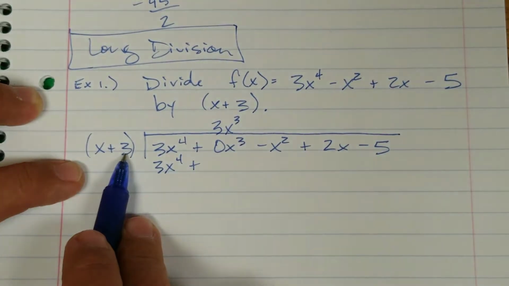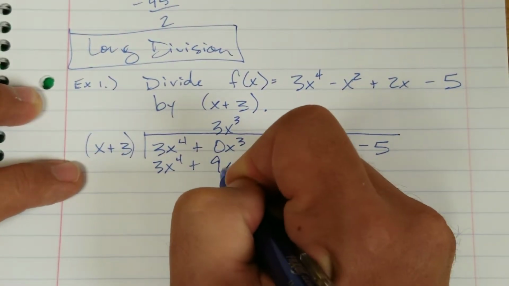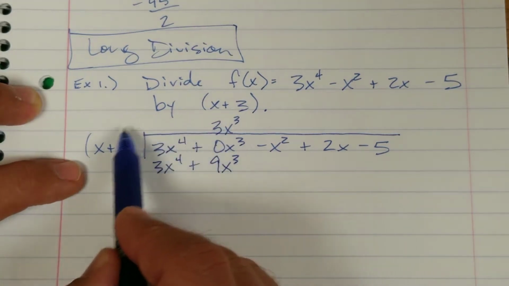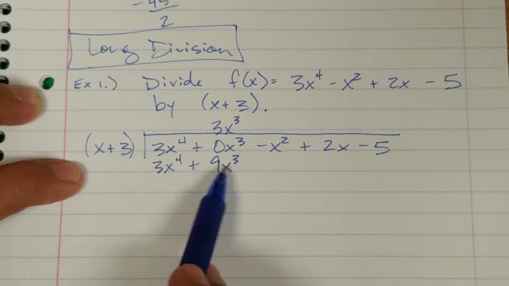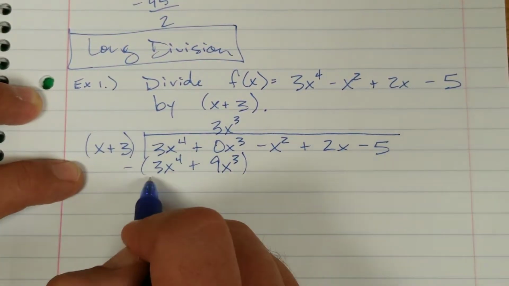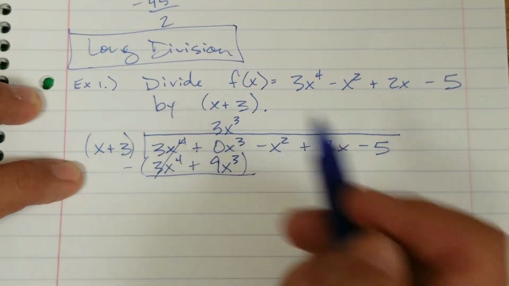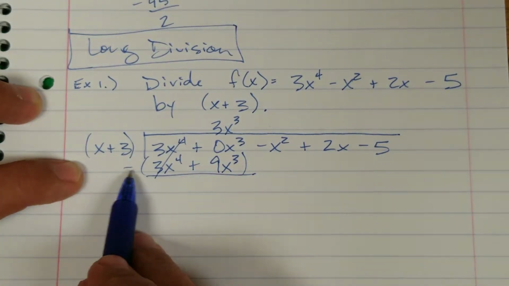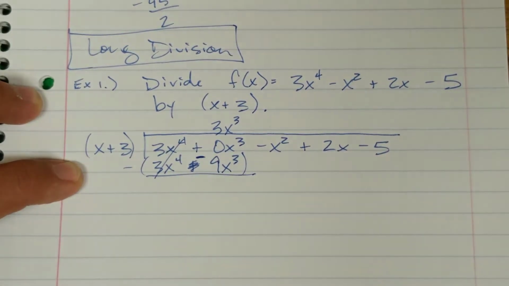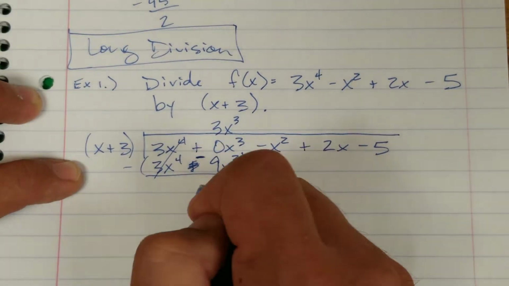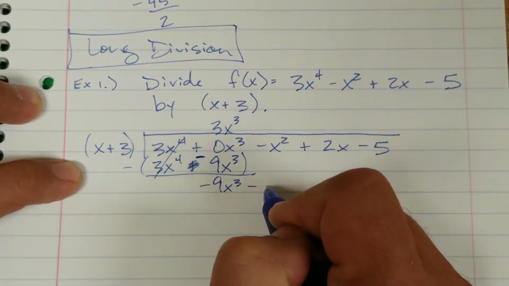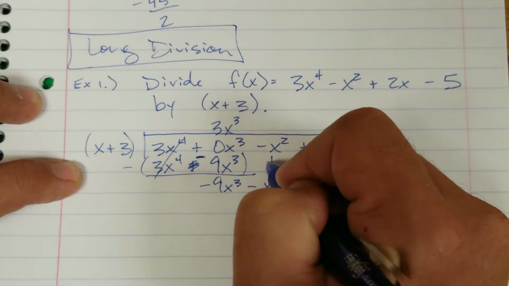Plus 9x cubed. So remember long division, we multiply here and then we subtract here. So when I subtract this polynomial here, the 3x to the 4th is just going to cross out. I'm subtracting 9x cubed, so if you want, you can distribute that negative and just make that a minus. And we get a negative 9x cubed. And then bring down the next term.